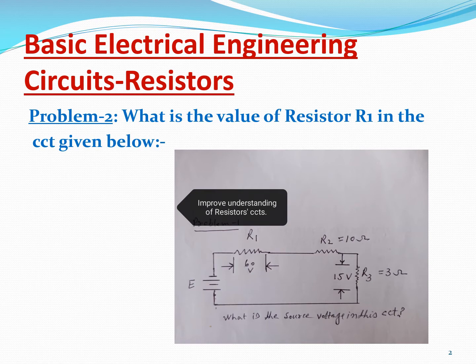If you see, the current is the same, and across R3 it is 15 volt, and across R1 it is 60 volt, and the ratio between 15 and 60 is 1 to 4, and R3 is 3 ohm, so that means that R1 will be 12 ohm. Okay, this is another way of calculating.